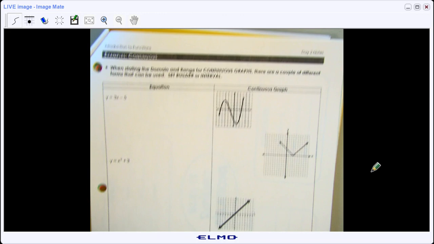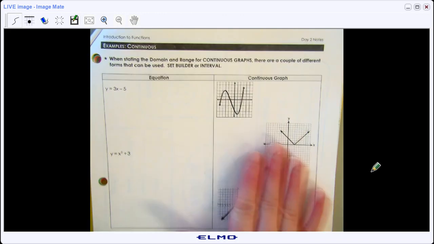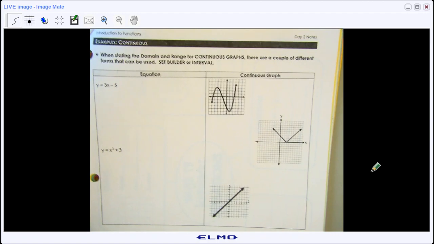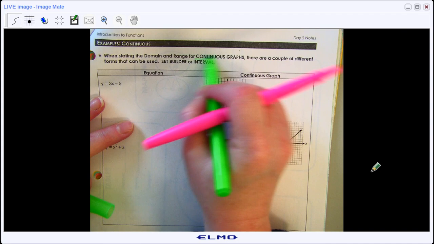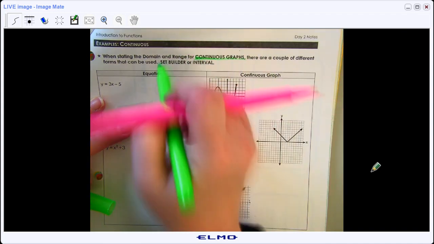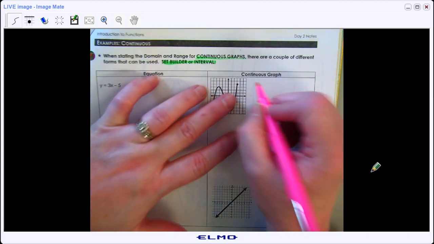All right, taking a look at our last page here, our continuous ones. I am going to start, actually here on the right, by taking a look at my continuous graphs first. For continuous graphs, you can use either set builder or interval notation. So I'm actually going to end up using both, just to show you what they would look like using both of those notations.